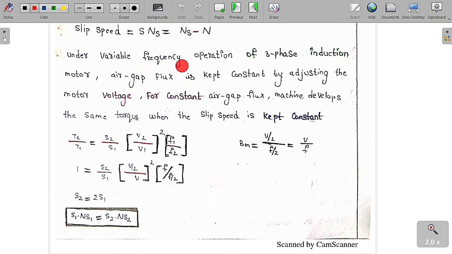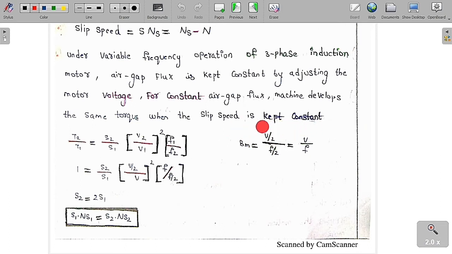Under variable frequency operation of a three-phase induction motor, air gap flux is kept constant by adjusting the motor voltage. For constant air gap flux, the machine develops the same torque when the slip speed is kept constant. So listen carefully to this statement.